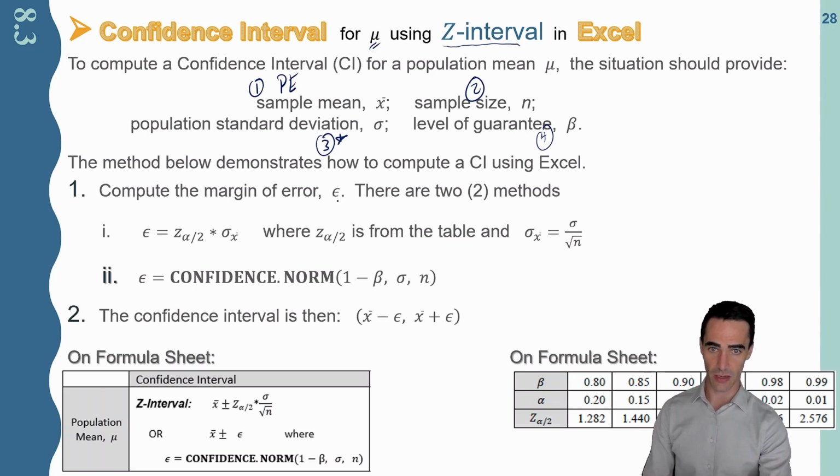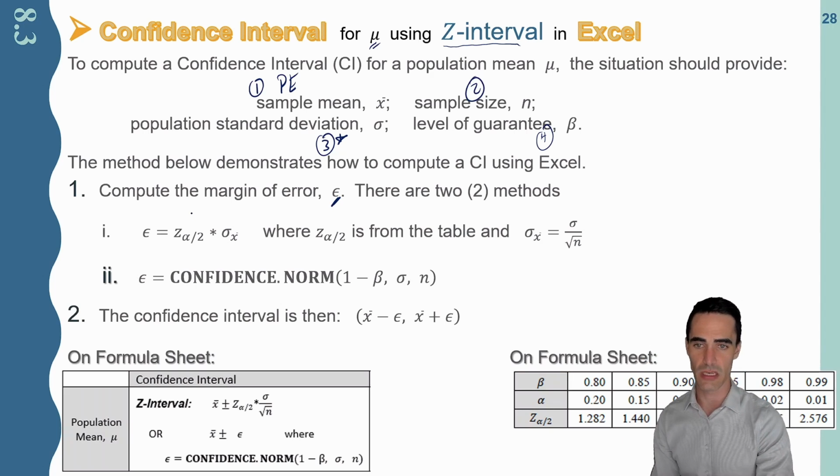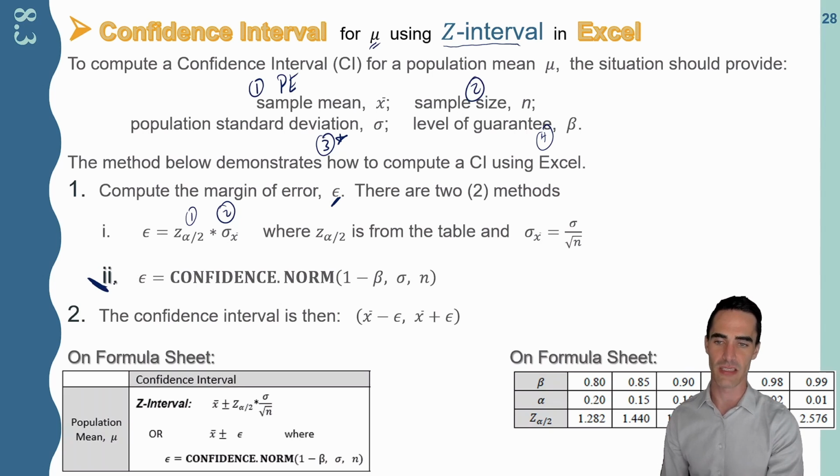The second ingredient is this margin of error. There are 2 ways to compute it. There's the traditional, here we go, critical value times the standard deviation of the sample means. But the way that I would encourage you to use, I'll underline it right here, is the second method.